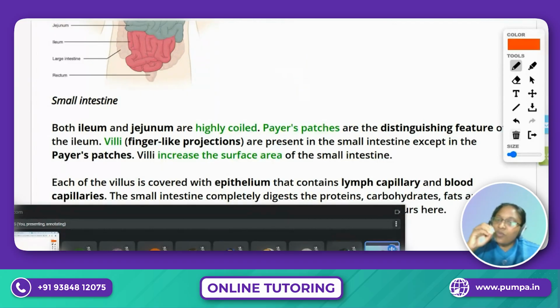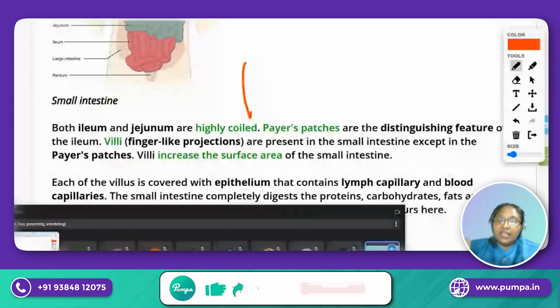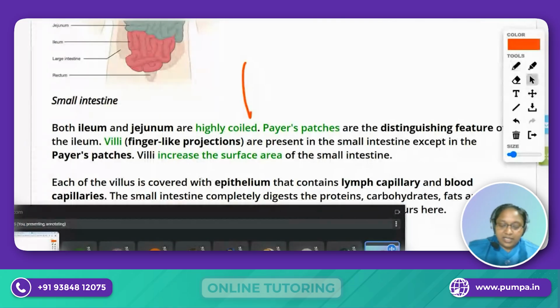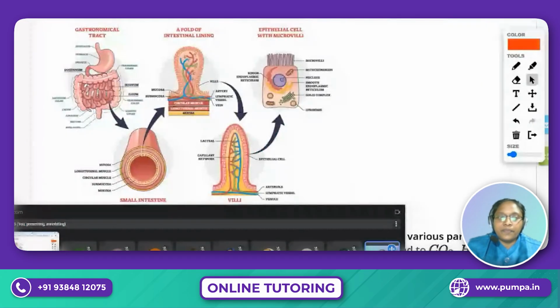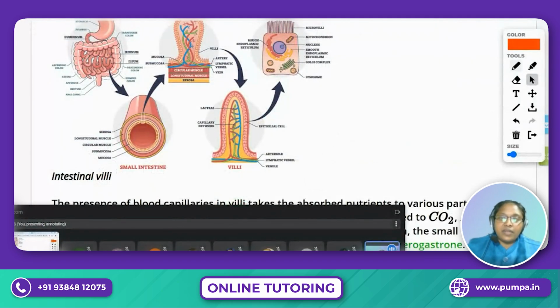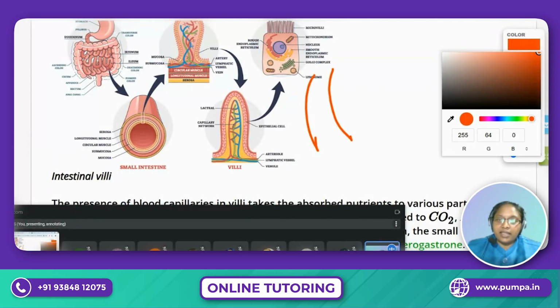An object with a small volume will have a larger surface area. Larger surface area, clear? So the surface area will be more. For example, in the small intestine.